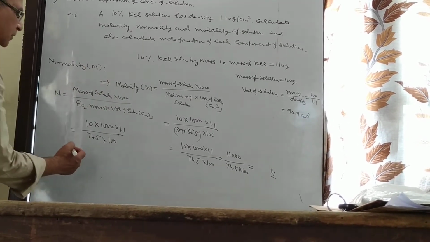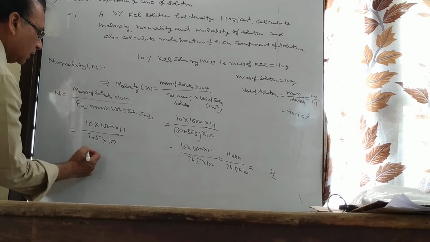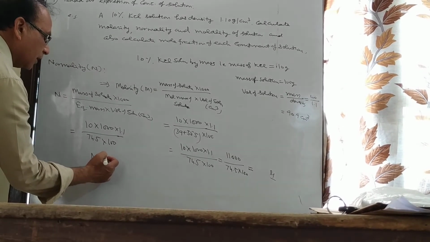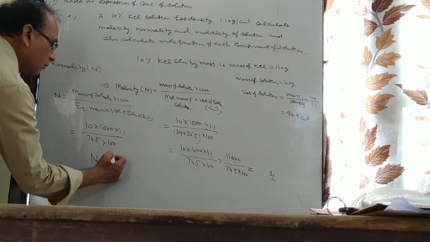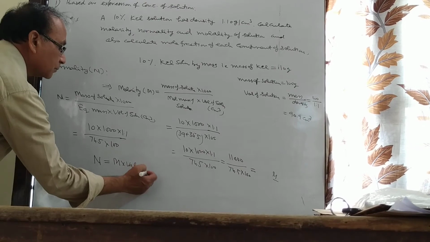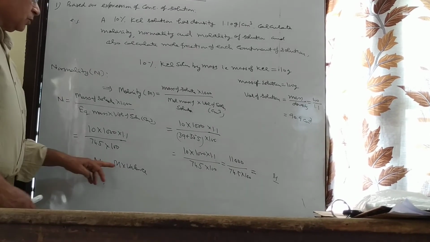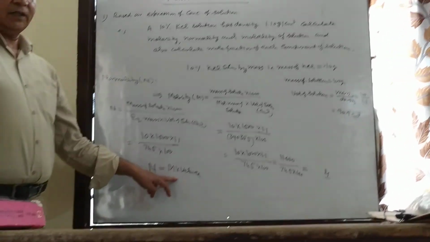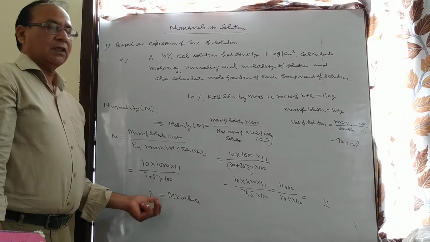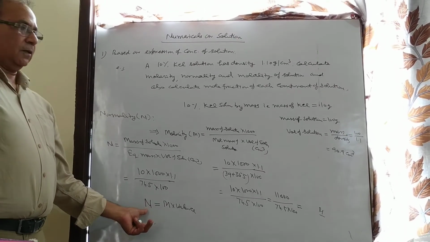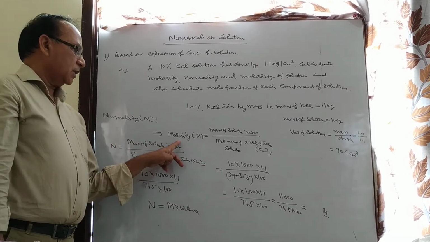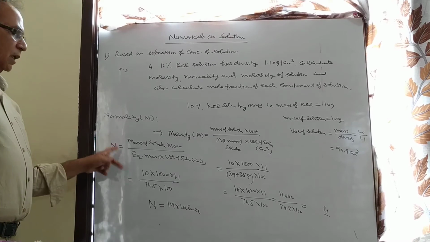Now what is the relationship? I should add one point here: the relationship between normality and molarity. Normality is equal to molarity into valence. This is the relationship between them. If you know the normality, you can calculate molarity by using this formula. If you know the molarity, you can calculate normality by using this formula. So two terms we have calculated. Molarity of solution has been calculated, normality has been calculated.